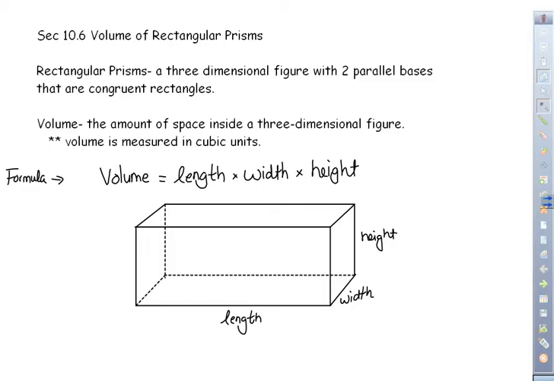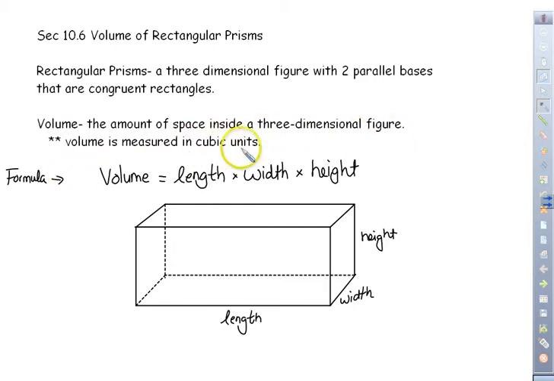Alright, it says rectangular prisms. It is a three-dimensional figure with two parallel bases that are congruent rectangles. Parallel bases meaning the bottom and the top are parallel, and that creates a three-dimensional figure, and they're congruent. Volume says the area of space inside a three-dimensional figure.